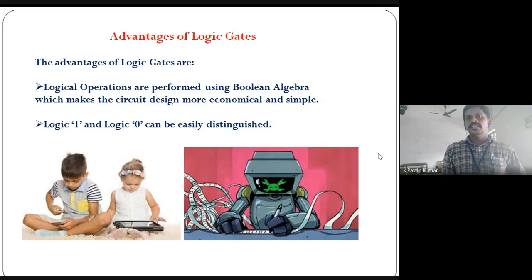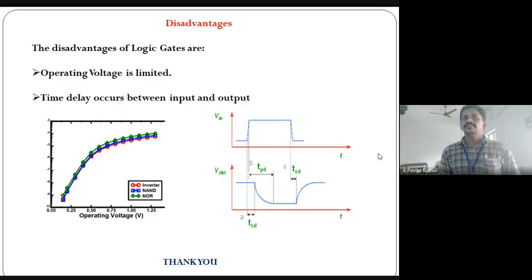That means it is easy to implement or design the logic in our certain economical laws. Logic 1 and logic 0 can be easily distinguished. That means the shifting process or manipulation, or converting, inverting, that means negating, is easy to move between 1 and 0. These are the main advantages of the logic gates.